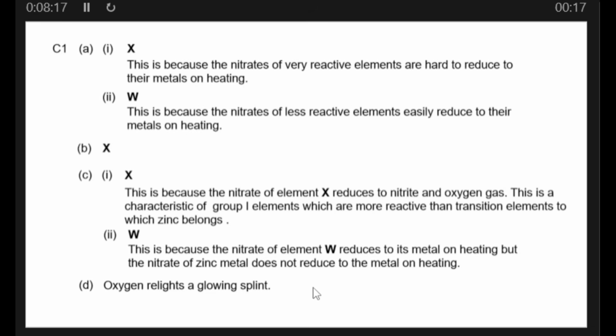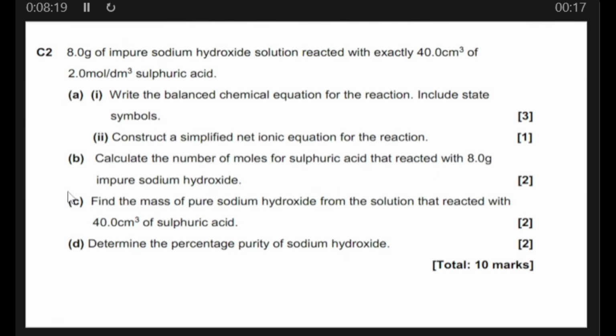So let's go to C2. C2 says 8.0 grams of impure sodium hydroxide solution reacted with exactly 40.0 cubic centimeters of 2.0 mole per cubic decimeter sulfuric acid.